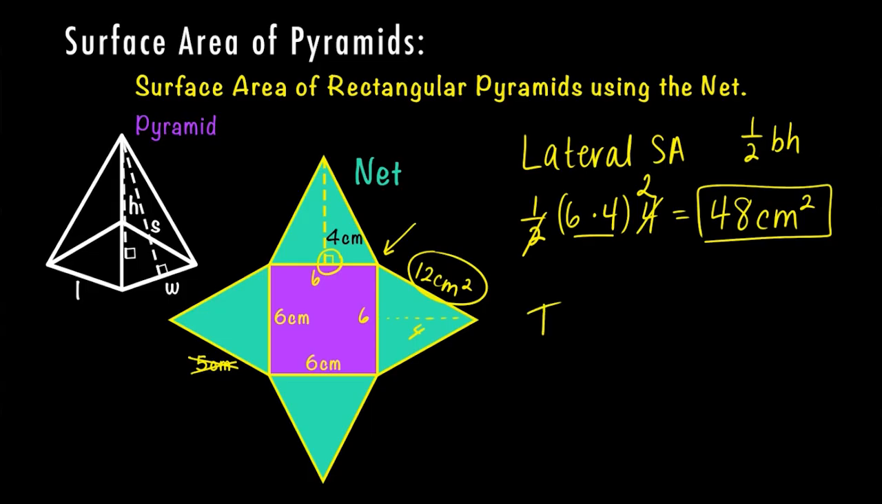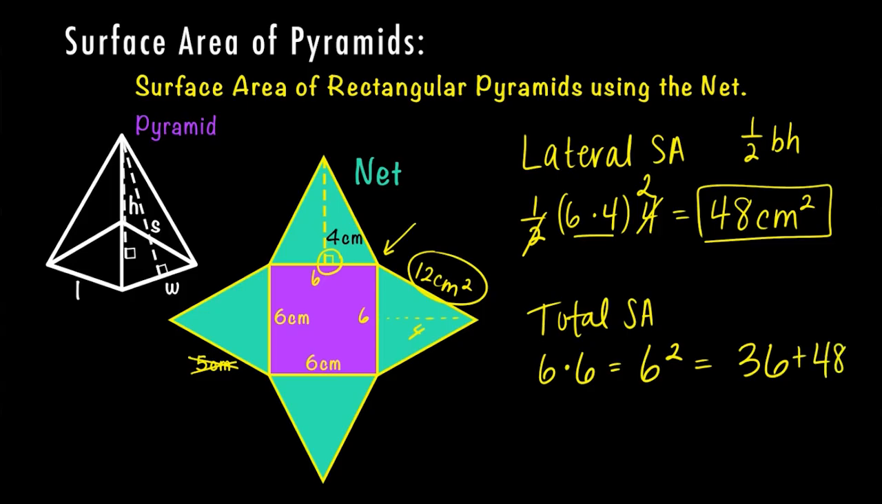Then to find the total surface area, I'm going to find the area of the base and add it on. So in this case, it is a square, which is 6 by 6, or I could say 6 squared, which is why we call it a square. So in either case, 6 times 6 is 36. There's only one of them. So there's my base, and I'm going to add that on to the 48 lateral surface area.